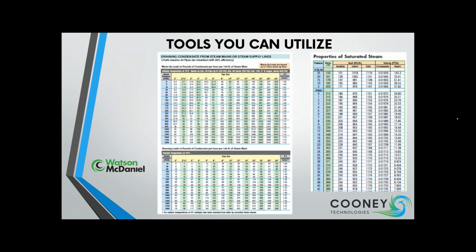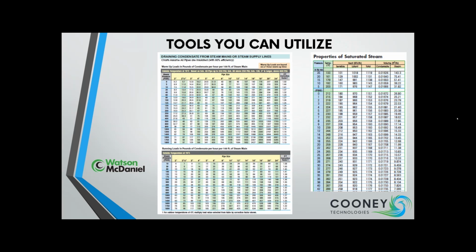All right, now let's get into the tools we could utilize. Here you're going to see some of the charts we use in making trap selections. The chart on the left shows you how many pounds per hour of condensate you must account for at a certain pressure in a certain pipe size per 100 feet of steam main. The top chart shows you warm-up loads. That's the amount of condensate generated when you're starting up your steam system from atmospheric pressure at ambient temperatures until you reach your full system pressure.